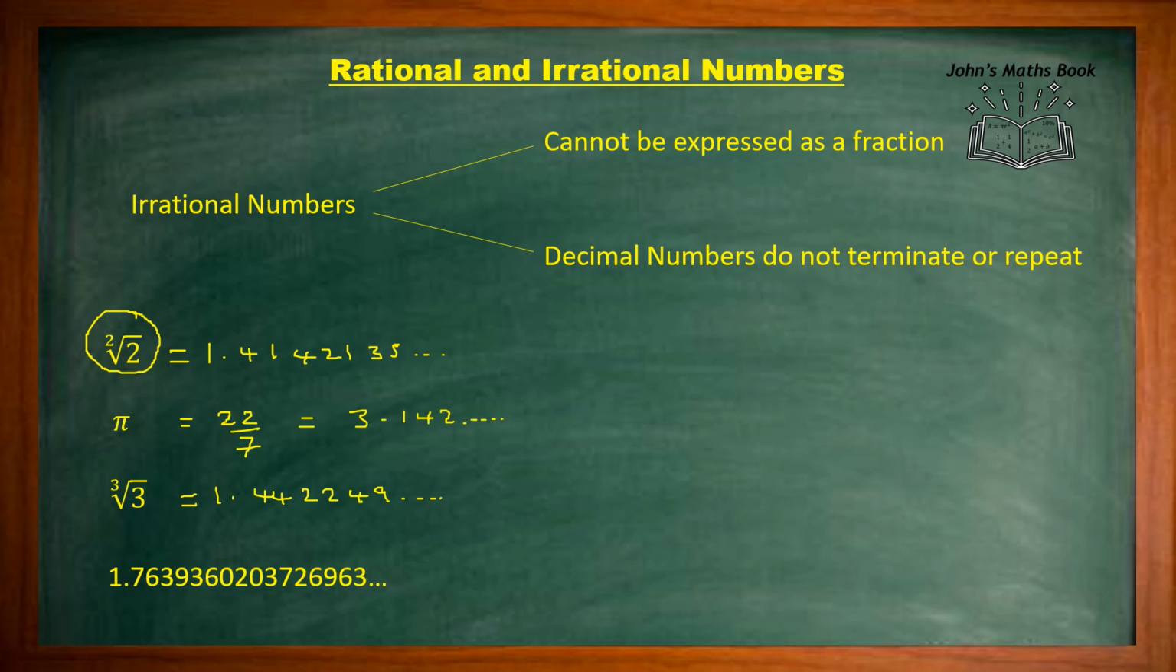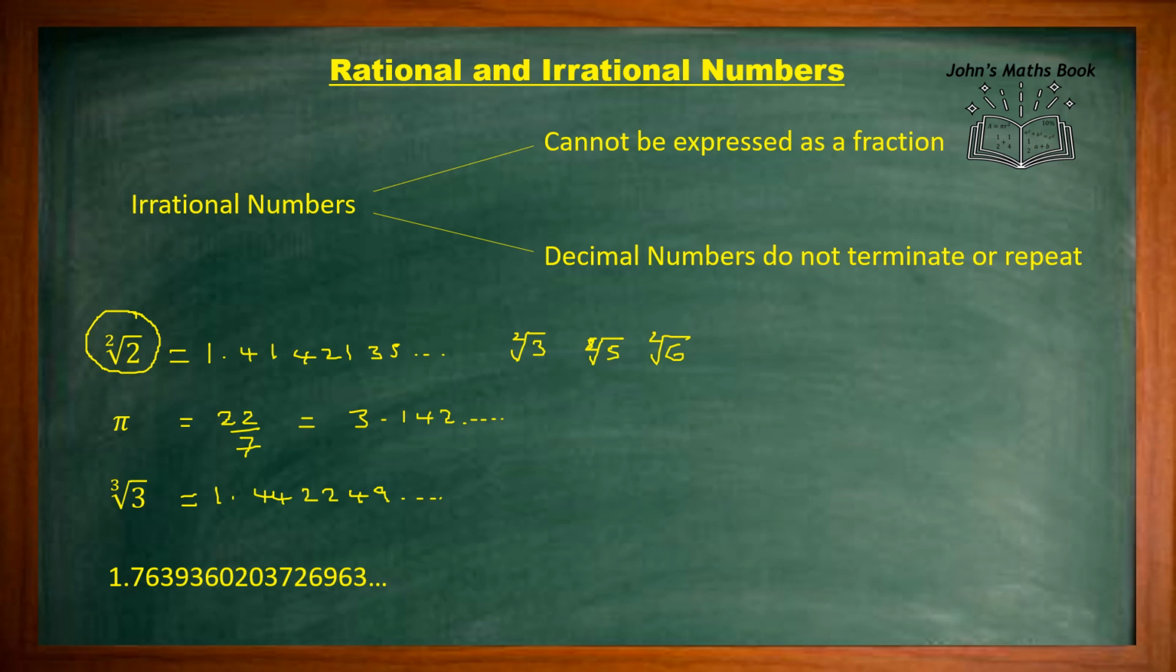numbers. So other examples of square roots that are irrational numbers are the square root of 3. The square root of 4 is a perfect square, so that's a rational number. So the square root of 5, the square root of 6, these are all irrational numbers, because they cannot be expressed as a fraction of 2 integers, and the decimal numbers do not terminate or repeat in the mantissa.